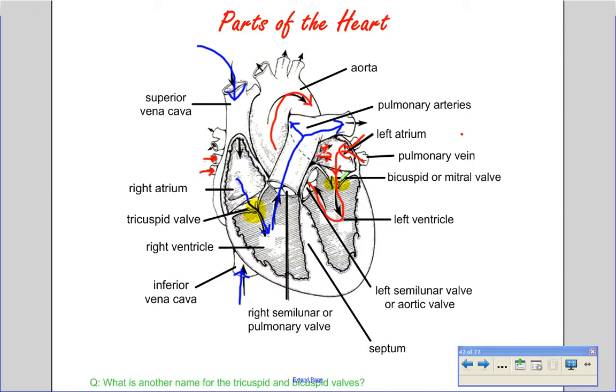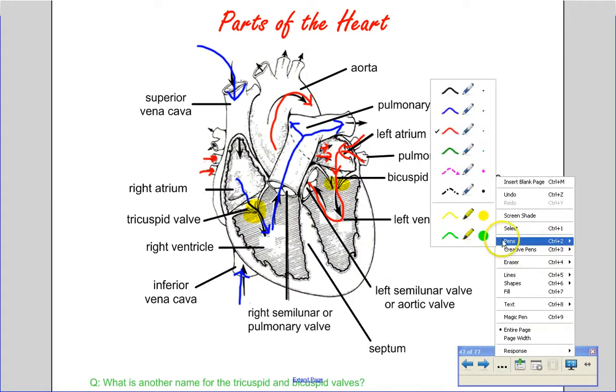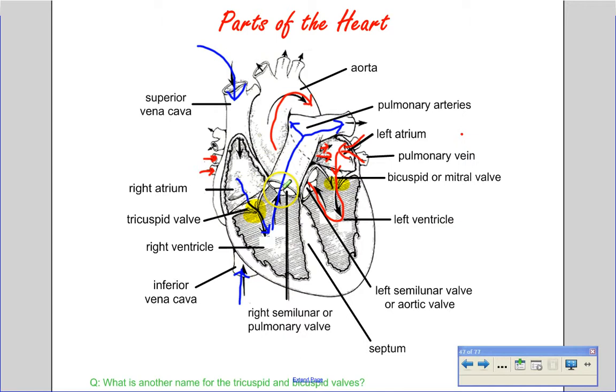So that's naming those two valves. Now I get a different color. Okay, we have these valves. So these valves are named for the vessel, they can be named for their shape. Okay, so we can call them the right and the left semilunar valves, because if you look at the shape of them, the valves make half-moon shapes.